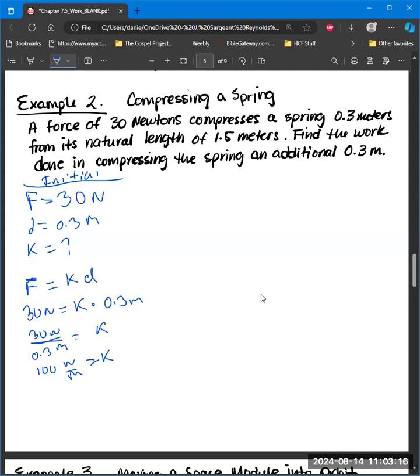So now we're going to use Hooke's law. Work is the integral from a to b of f dx, where f of x we just found was K x.